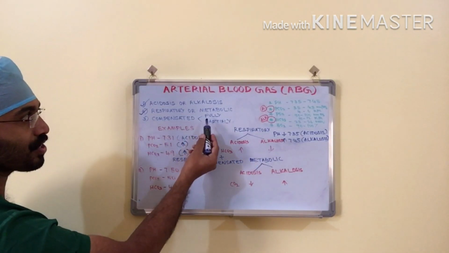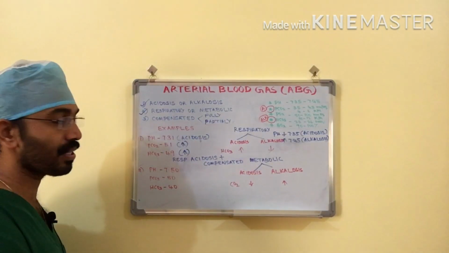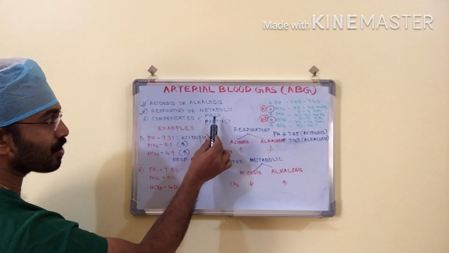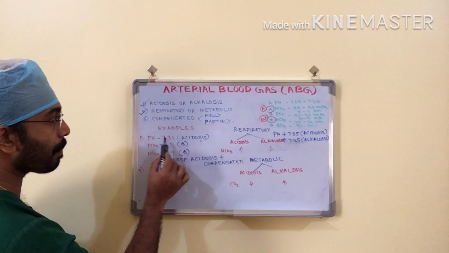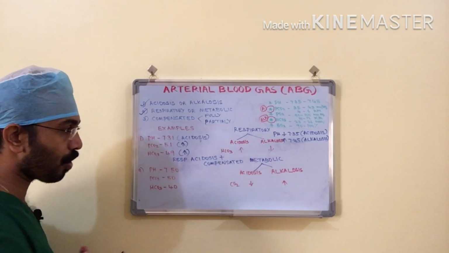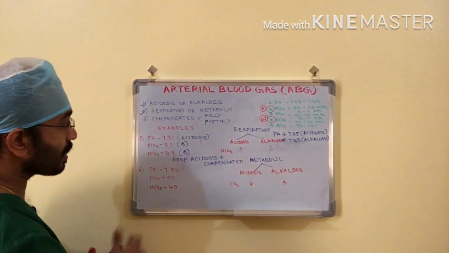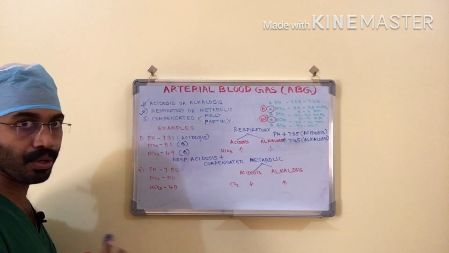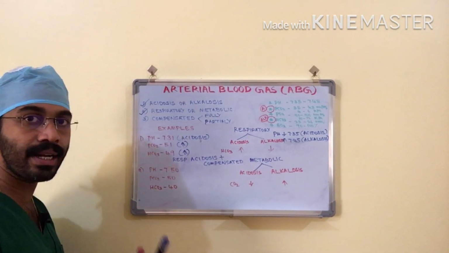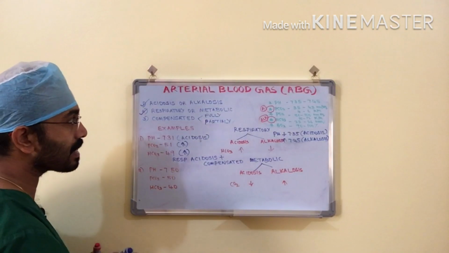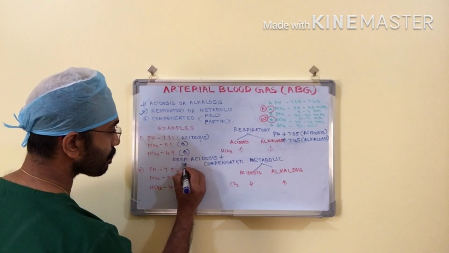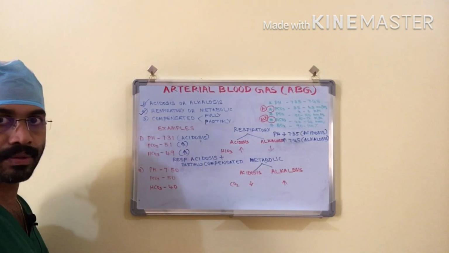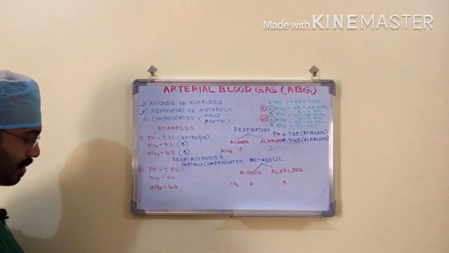But we need to check whether it is fully or partially compensated. How? Check the pH. If the pH is normal, it is fully compensated, or if the pH is abnormal, it is partially compensated. Is the bicarb enough to bring the pH to normal? No, the pH didn't go to the normal value, so it is partially compensated. Okay, we'll go to the next example.